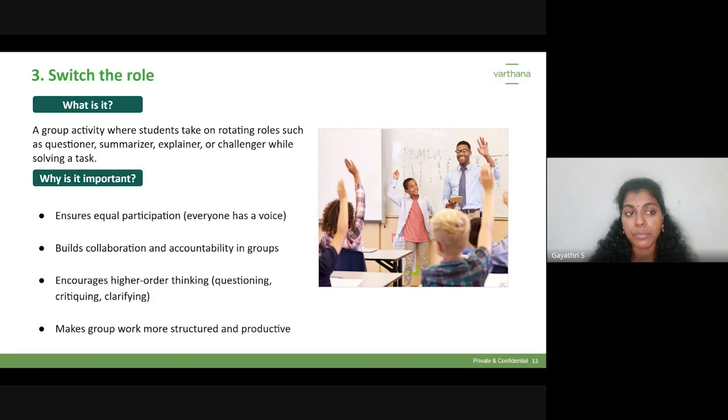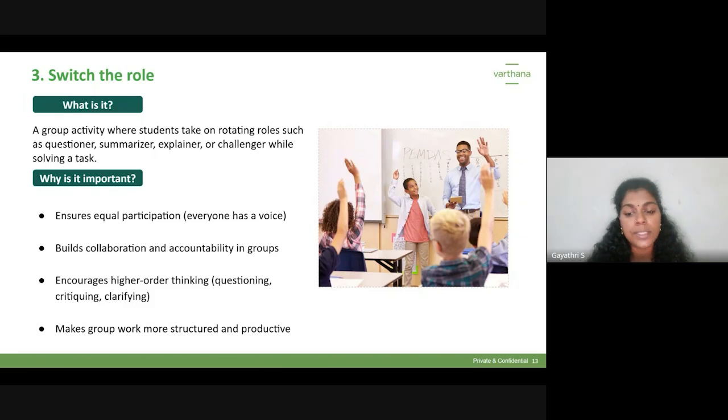The benefit of this particular activity is that everyone will get equal participation, because each and every student has to play one role. This will enhance their collaboration as well as accountability in the groups. Not some people sitting at the back and making sure that only a few people answer, right? This will also help them develop higher order thinking skills. And here the group work will be more structured and productive.